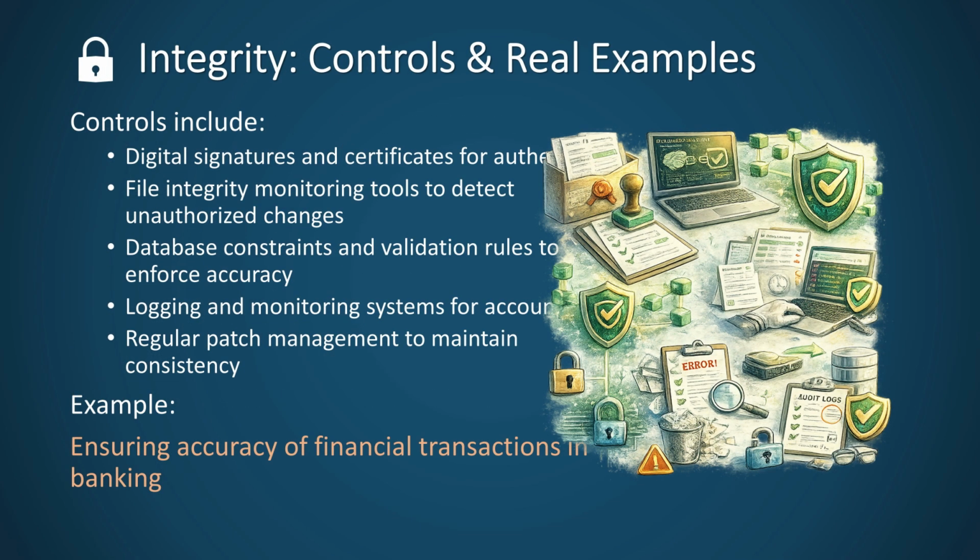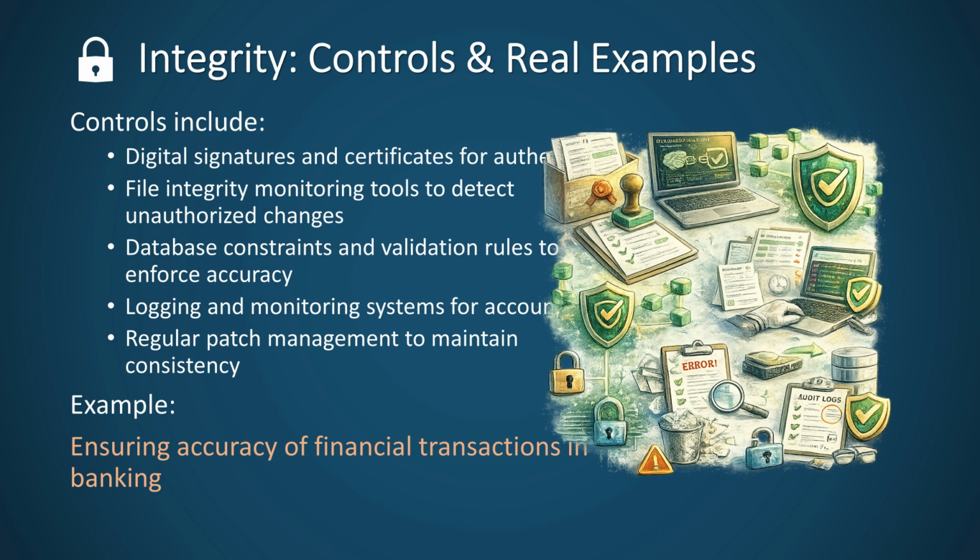Integrity is all about keeping information accurate and trustworthy, and organizations use several practical controls to make sure of that. One key control is digital signatures and certificates. These act like a stamp of authenticity, proving that the data really comes from the right source and hasn't been tampered with. Next, we have file integrity monitoring tools. These tools constantly check important files and alert us if something changes unexpectedly. It's like having a security guard watching over your data.